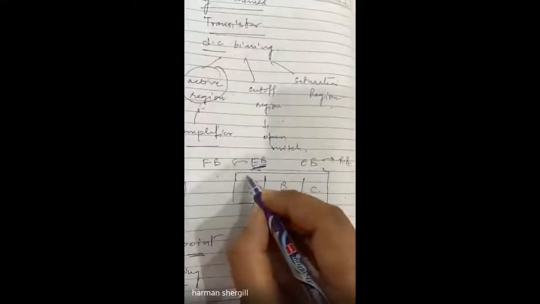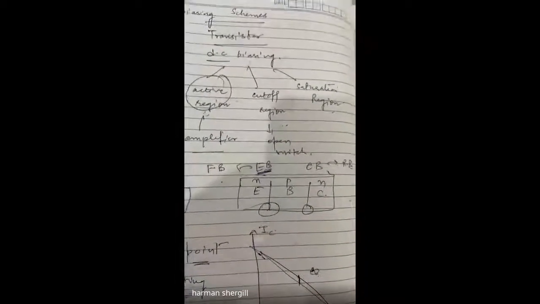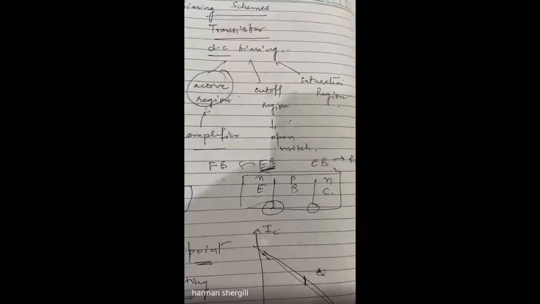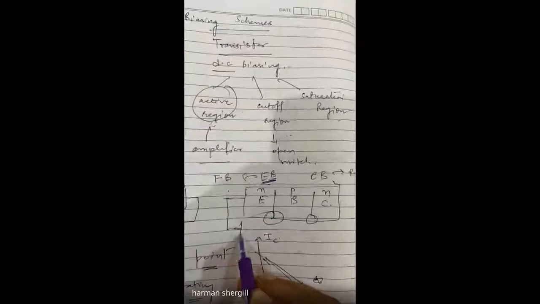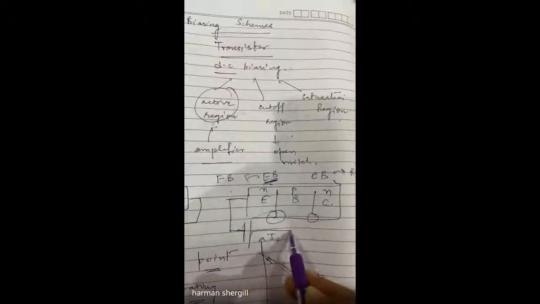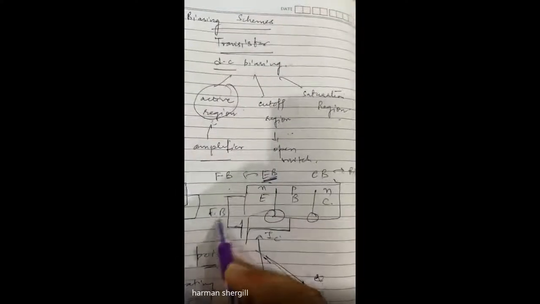Suppose it is an NPN transistor and I want to bias it in an active region, then here I will connect the negative of the battery, and with base I will connect the positive of the battery. Only then this junction will be forward biased.